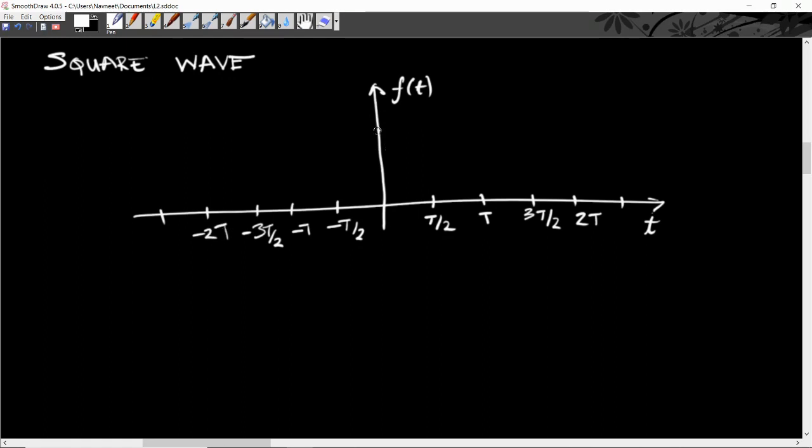So this wave looks something like this. The maximum value is 1, and this pattern that it is 0 from minus T by 2 to 0 and 1 from 0 to T by 2 repeats itself after a time period T. So this is how my square wave looks.